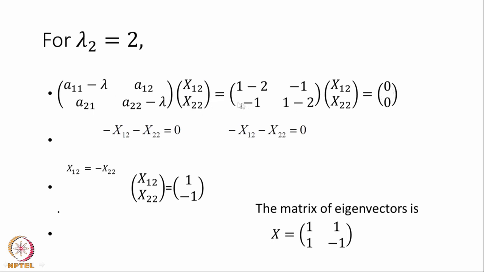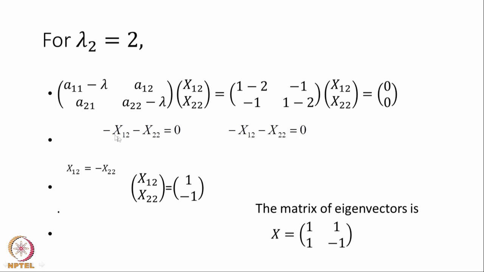Okay. So, now what I shall do in the matrix, I shall subtract 2 from the two diagonal terms. So, what is my new resulting matrix now? My new resulting matrix would be minus 1, minus 1, minus 1, minus 1. All 4 are minus 1. Okay. So, what is my equation now? Minus x12 minus x22 equal to 0, and from the second one also I get identically the same equation, minus x12 minus x22 equal to 0.